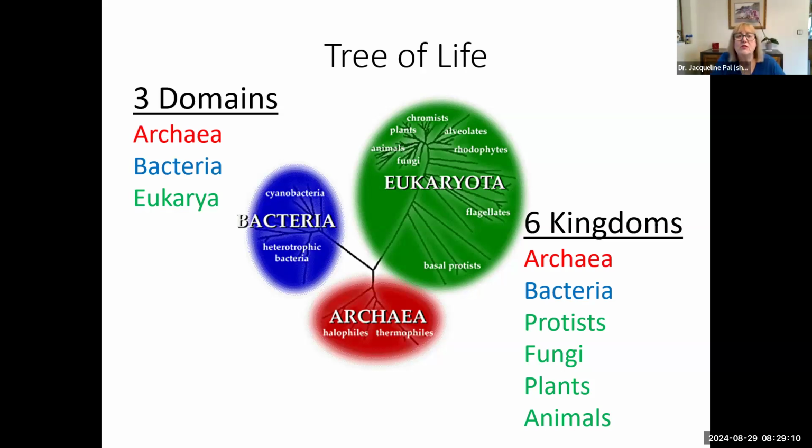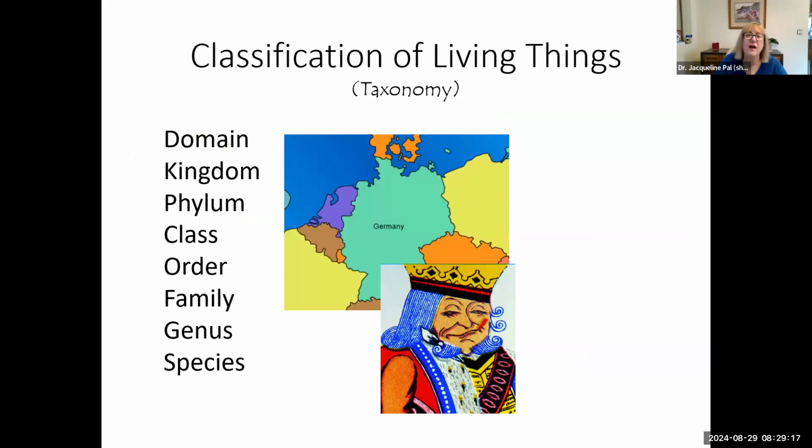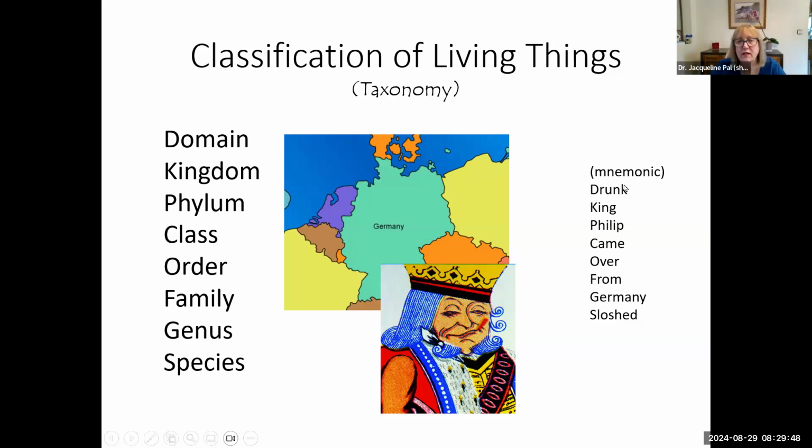Okay. But there's more than just domains and kingdoms when we're looking at biological organization. In fact, taxonomy, which is the correct word for the classification of living things, has 8 levels of organization. It goes domain, kingdom, phylum, class, order, family, genus, and species. And so I have a little mnemonic that goes with this picture of Germany and this king taken from a deck of cards. And the mnemonic is drunk King Philip came over from Germany sloshed, so that you can remember that the domain and the kingdom are first, then the phylum, then the class, then the order, then the family, then the genus, and the species.